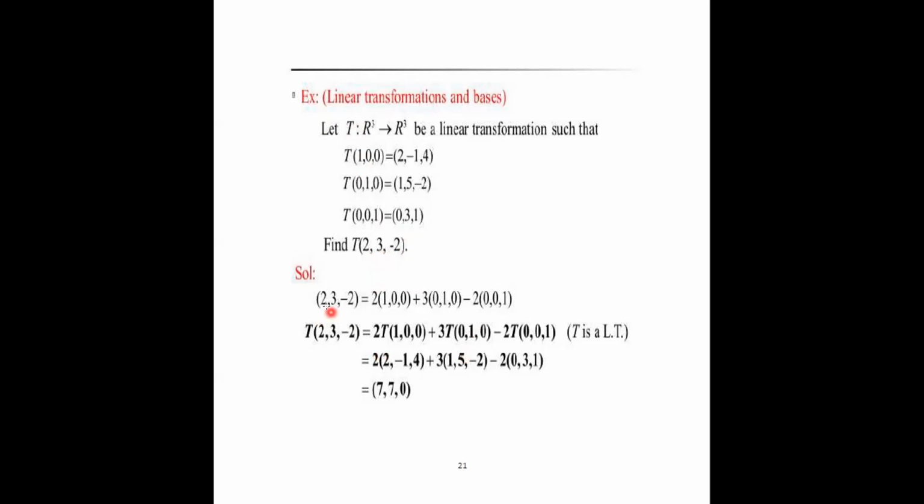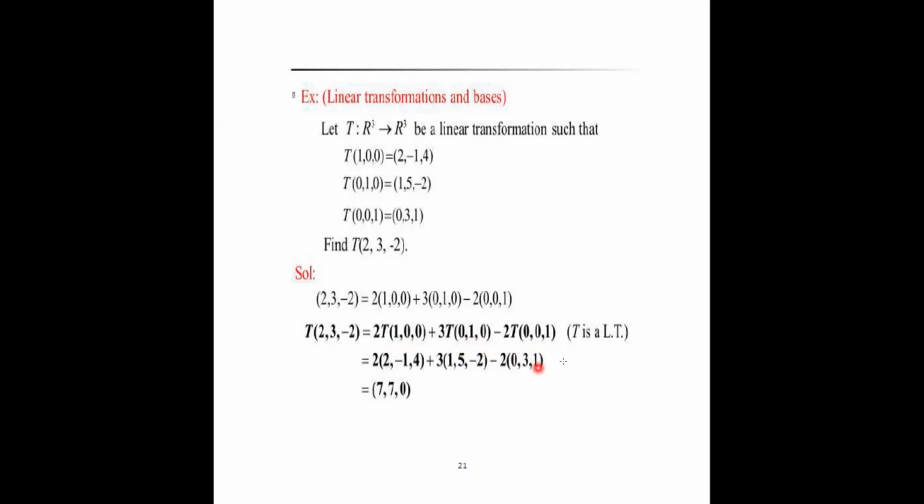What we can note very easily is that this given point (2, 3, -2) can be written as 2 times (1, 0, 0) plus 3 times (0, 1, 0) minus 2 times (0, 0, 1). Now, since T is a linear transformation, property 4 from the previous slide will follow. So using property 4, T of this given point equals 2 times T at (1, 0, 0) plus 3 times T at (0, 1, 0) minus 2 times T at (0, 0, 1).